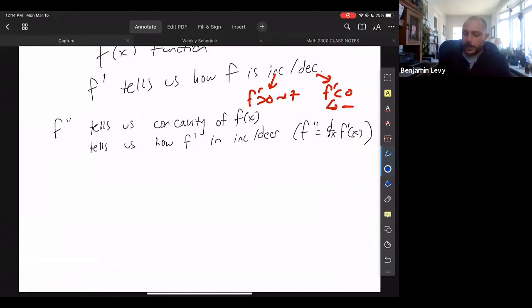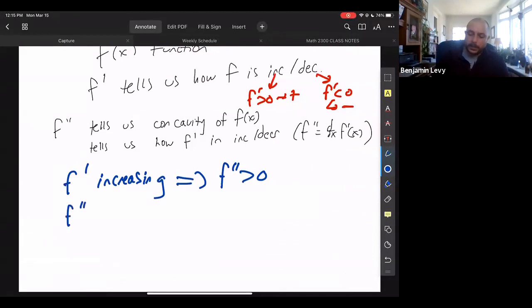If the second derivative tells us how the first derivative is changing, right? So f prime increasing would imply that the second derivative is positive, right? And f prime decreasing would imply the second derivative is negative. In other words, concave up and down.